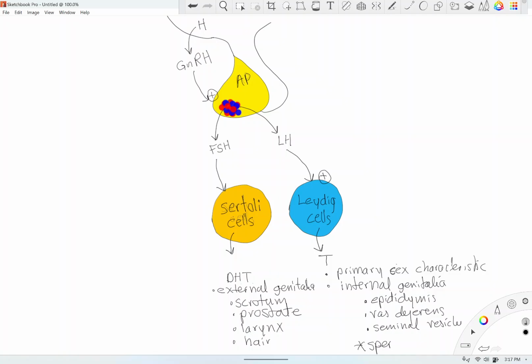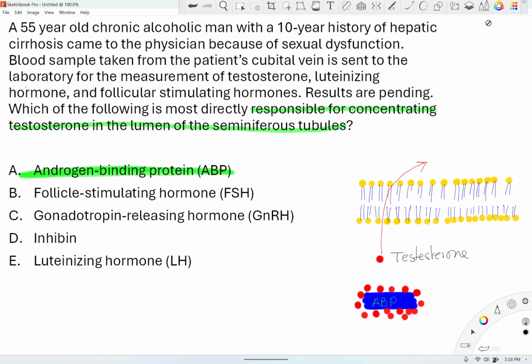Let's go back now and answer our question. So androgen binding protein was the correct answer. It binds testosterone and maintains it, locking it in the seminiferous tubules. It prevents it from leaking into other tissue. So testosterone can act on Sertoli cells to increase production of sperm cells. Follicular stimulating hormone, or FSH, we already discussed. It's released by the anterior pituitary gonadotrophic cells, and then it acts on the Sertoli cells of testes to increase production of androgen binding protein, inhibin, and dihydrotestosterone.